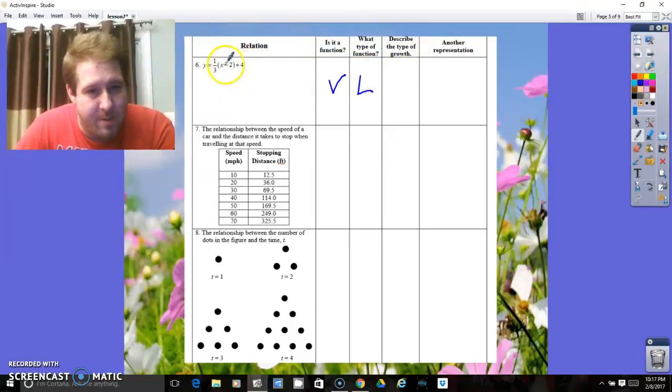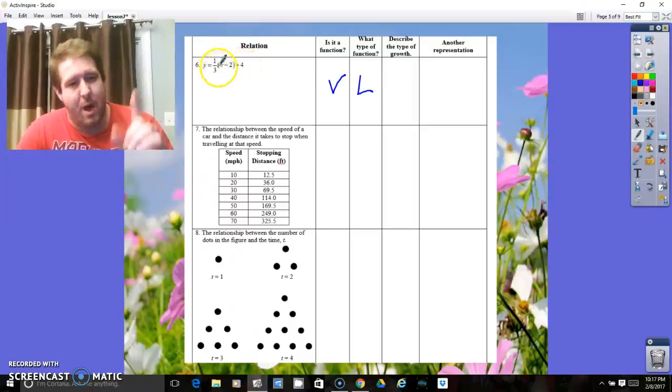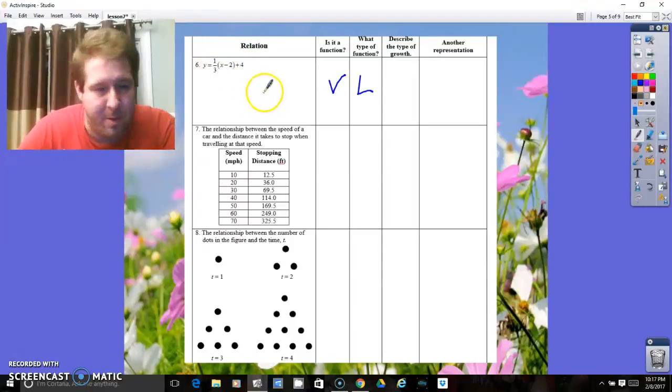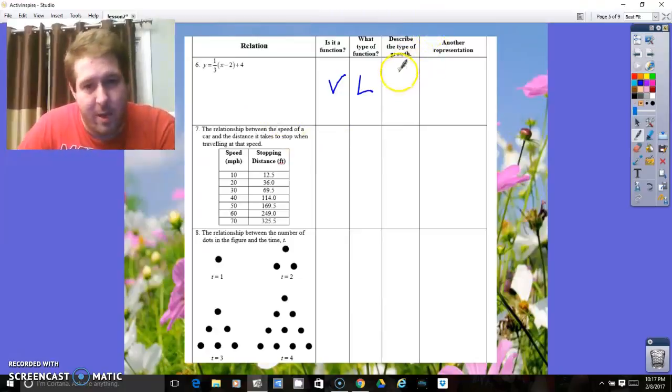So the type of growth in this case, we've got a linear function that looks like it's been slid 2 to the right and 4 up. And it's going at a rate of change of up 1, right 3, up 1, right 3, up 1, right 3. So what type of growth is it? It's increasing. It's increasing up 1, right 3.